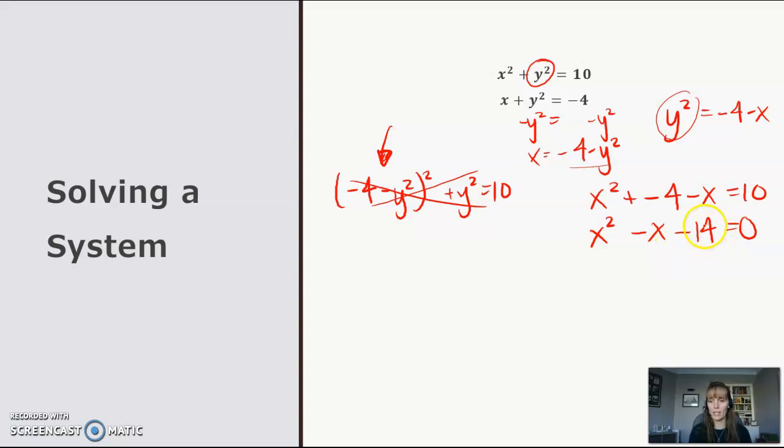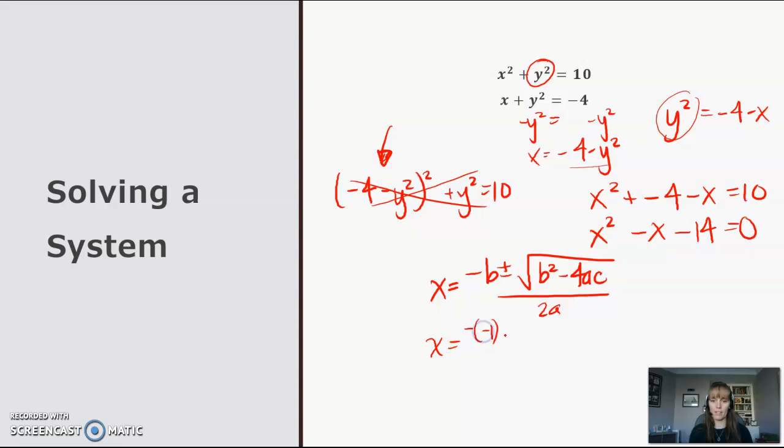There's nothing that multiplies to negative 14 and adds up to negative 1. So I would need to use the quadratic formula in order to solve this. Remember that the formula is negative b plus or minus the square root of b squared minus 4ac all over 2a. So x is equal to negative times negative 1 plus or minus the square root of negative 1 squared minus 4 times 1 times negative 14 all over 2 times 1.